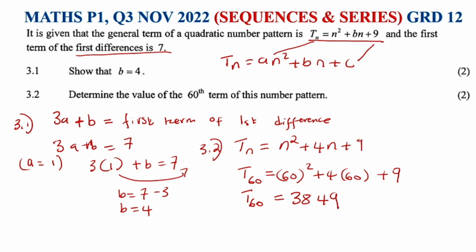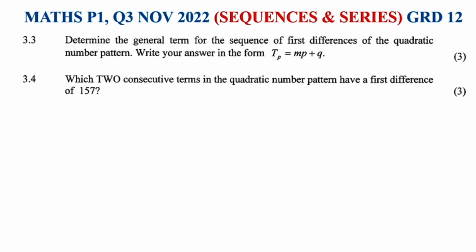So let's move to 3.3. It says determine the general term for the sequence of the first difference. From our general formula that we got on 3.2, Tn is equal to n² + 4n + 9.